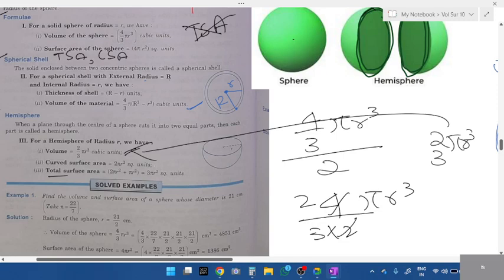What about curved surface area? Isn't it half of it? Curved surface area is also half of it, students. Only thing, total surface area. Try to remember total surface area: 2 pi r square plus pi r square. Just ignore this. 3 pi r square. 3 pi r square is the total surface area. When we talk about total surface area, it is this circle plus this curved surface, both together. So this is known as total surface area.